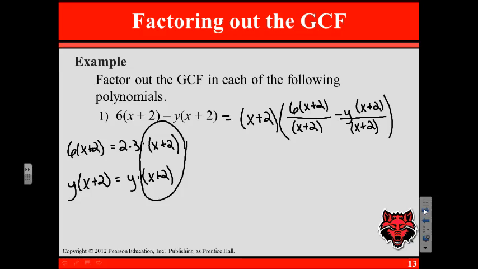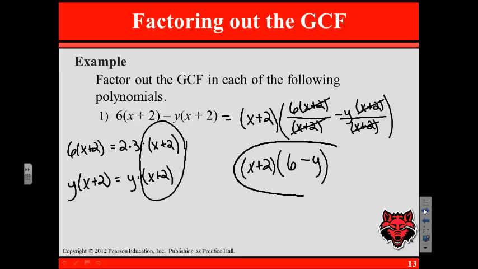Now, if we thought of this x plus 2 in each division as just an x, we know what happens if we have x in the numerator and x in the denominator. They just cancel. Well, the same thing with x plus 2. So in our first division, x plus 2 in the numerator, x plus 2 in the denominator cancel. We're left with 6 minus, again, the x plus 2's cancel, and we're left with a y. So now we have successfully factored our polynomial.